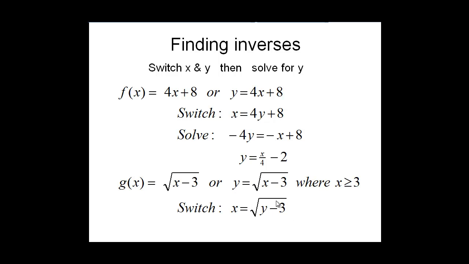Then solve it by squaring both sides and moving the 3 over. And you get x squared when you square both sides. And when you move the 3, you get plus 3. So that is the inverse of what you started with, the square root of x minus 3. So to find inverses, switch the letters and then solve for y.